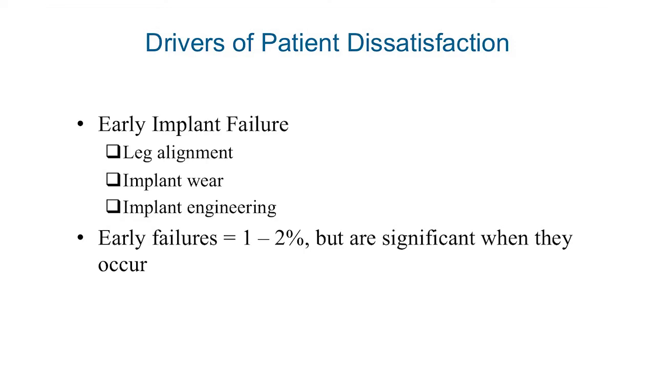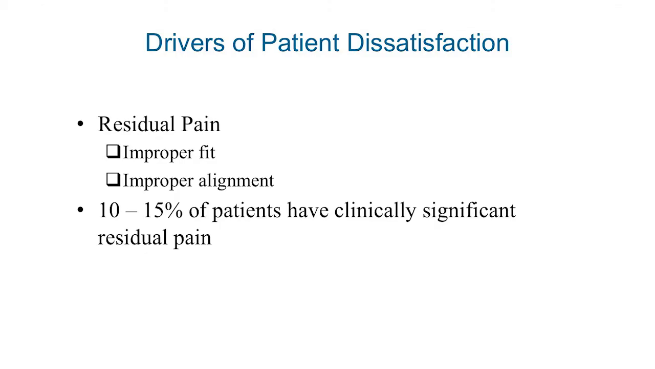If they're not aligned properly, then they wear out quickly. And part of that may be due to implant engineering, and that leads to early failure. If something doesn't fit properly, that leads to improper alignment, and supposedly that occurs in 10 to 15% of patients. And then reduced function. If the patient has stiffness, reduced range of movement and instability, they're also dissatisfied. So in general, there's three main categories: ongoing pain, early failure and reduced function.